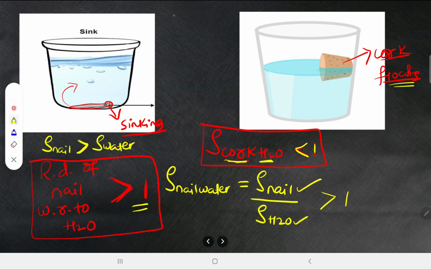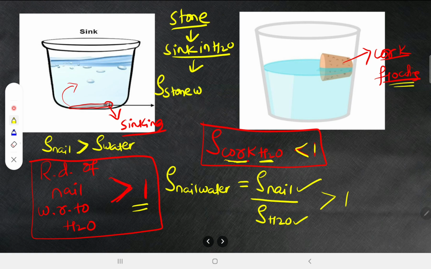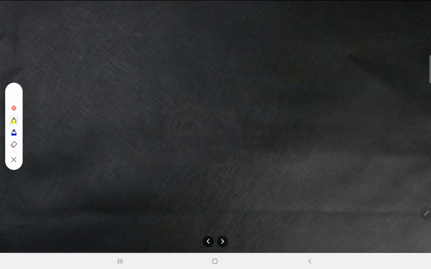Okay, why is stone sinking? If you take any stone, that stone will sink in water, no? It will sink in water. Why will that stone be sinking in water? Because the relative density of that stone with respect to water, you can write it symbolically, relative density of that stone with respect to water should be greater than 1. If it is greater than 1, then it is going to sink. I hope you'll remember this concept moving forward.